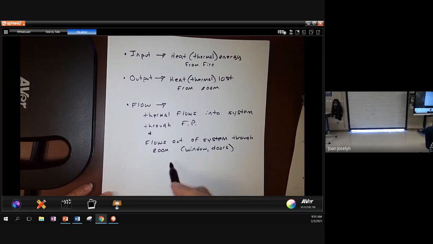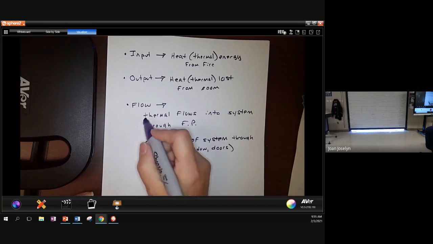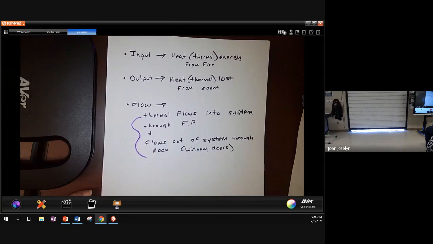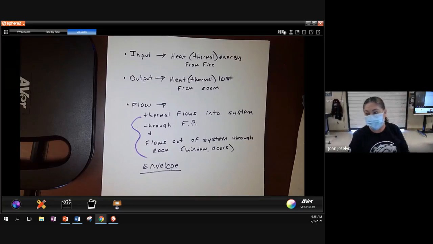We call this whole flow process, how it goes into from the fireplace and out of through the room, we call it the envelope. And that's just FYI, calling it the envelope. That means, what are we looking at? We put it all together. That's what we got.